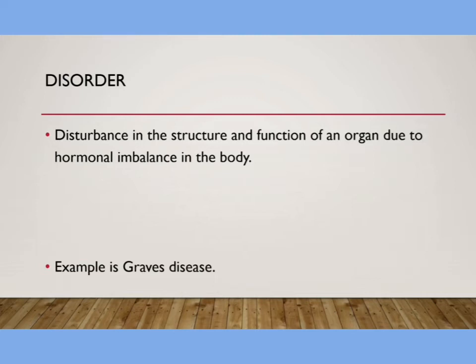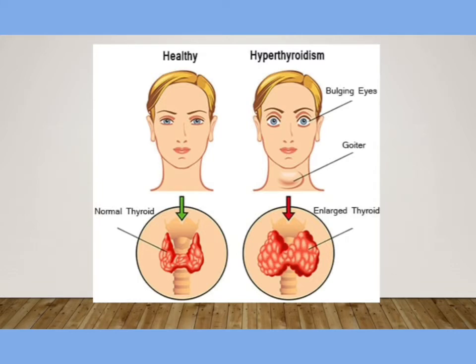So an example is Graves' disease. Graves' disease is due to overaction of the thyroid gland. Okay. This is a normal human being, and this is a hyperthyroidism affected human being. So here you can easily differentiate how a normal thyroid looks and how this disordered thyroid gland looks. It is not in proper order. Okay. So this is disorder.